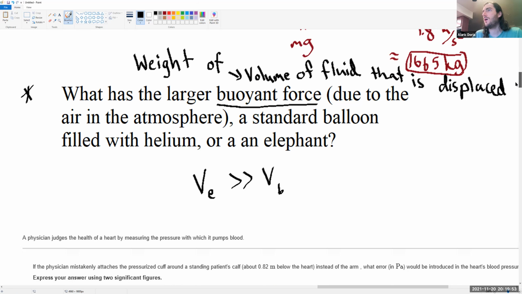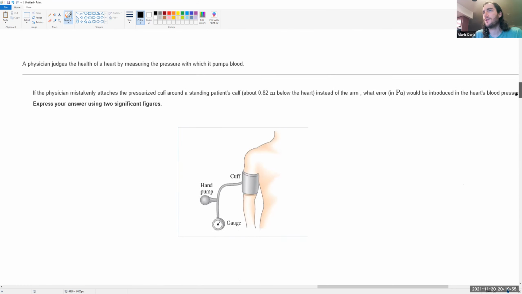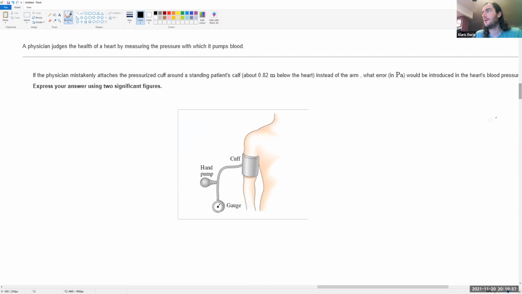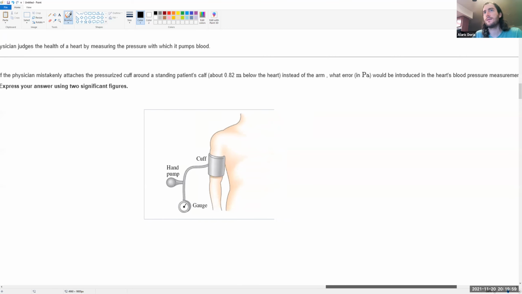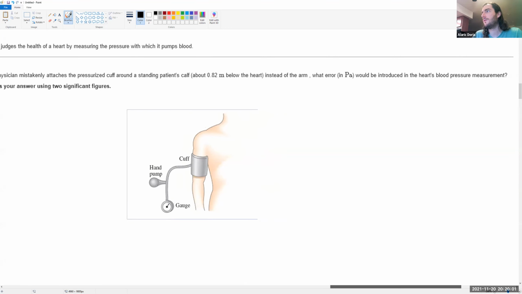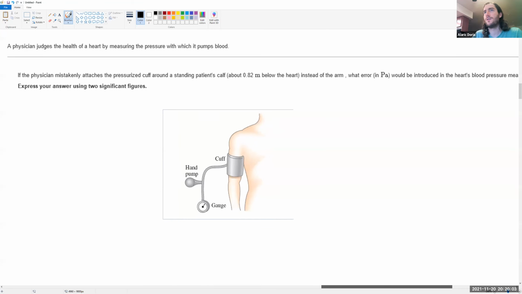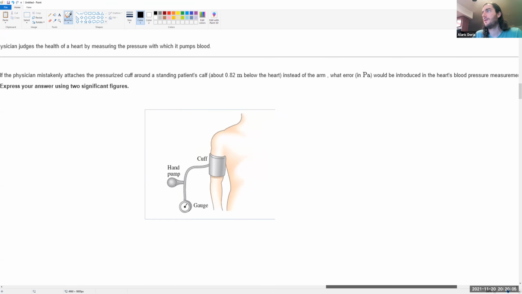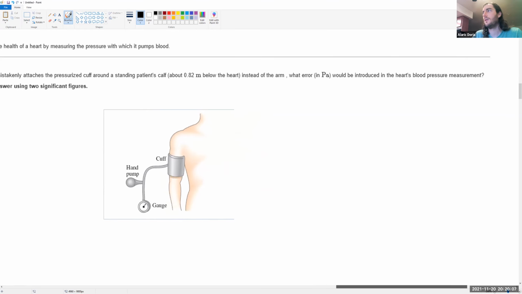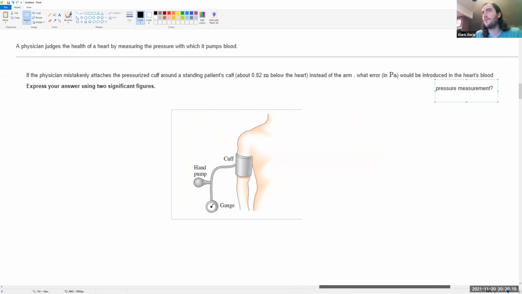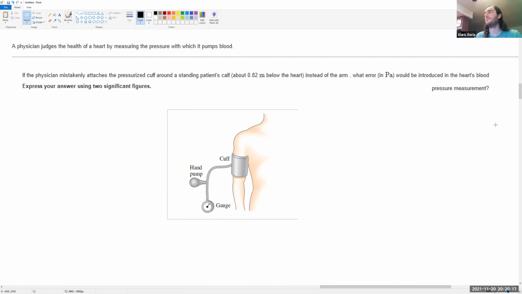So let's go ahead and go on to another question. Now, I believe this question also has to do with fluids. Yes, indeed it does. Although the question is kind of cut off here. Let's grab these two words and put them here, and everything should fit good. There we go.